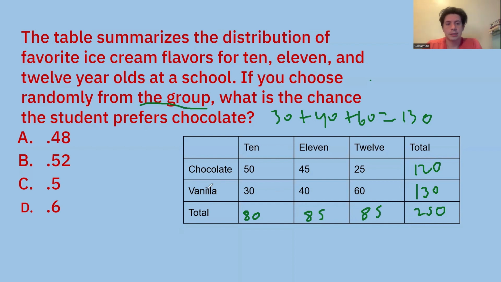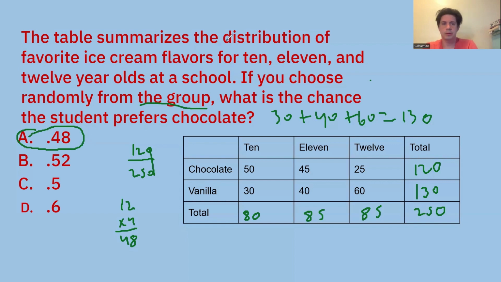So then what is the chance the student prefers chocolate? So chocolate's 120 out of 250. 250, we cross those out, so 12 out of 25. To get that to decimals, you just multiply them both by 4. So 12 times 4 is 48, and our answer is A, 0.48. Okay, great. And now we're going to go to the next one. Again, if you have questions on this or any of them, feel free to let me know.